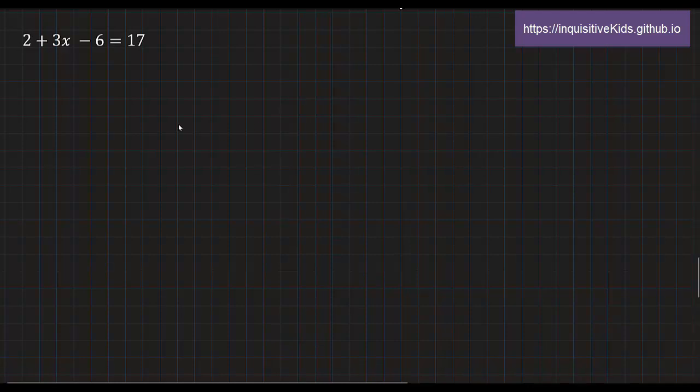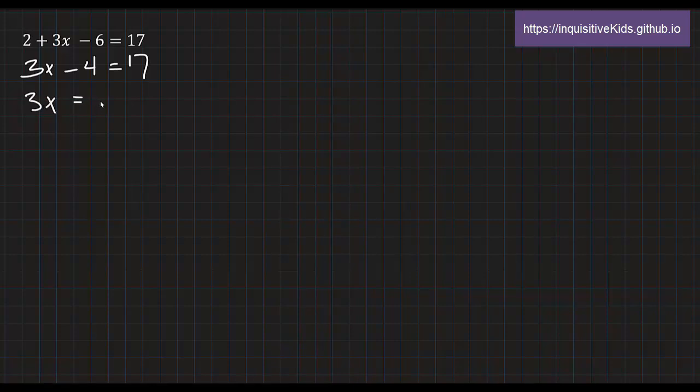2 plus 3x minus 6 is equal to 17. Well, we can actually absolutely combine like terms on the left side. 2 and negative 6, they're both constant terms. So 2 minus 6 is equal to negative 4. We can rewrite that as 3x minus 4 is equal to 17. Now we add a 4 on both sides because, remember, the order to solve algebraic expressions like this is to first do addition and subtraction, then multiplication and division. So we add a 4 on both sides. So on the left side we have 3x, on the right side we have 17 plus 4, which is equal to 21.